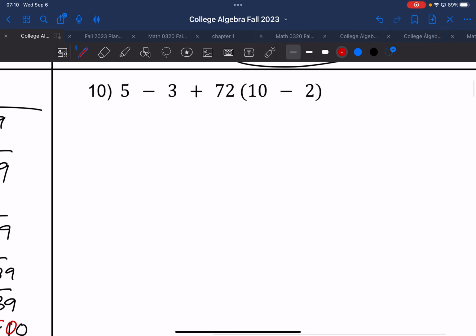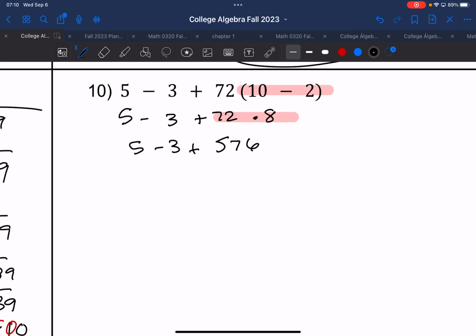Number 10, what are we doing first? Parentheses, so we have 5 minus 3 plus 72 times 8. What's next? Multiplication. So 5 minus 3 plus 576. Which part next? Subtraction. So we get 2 plus 576, which is 578.